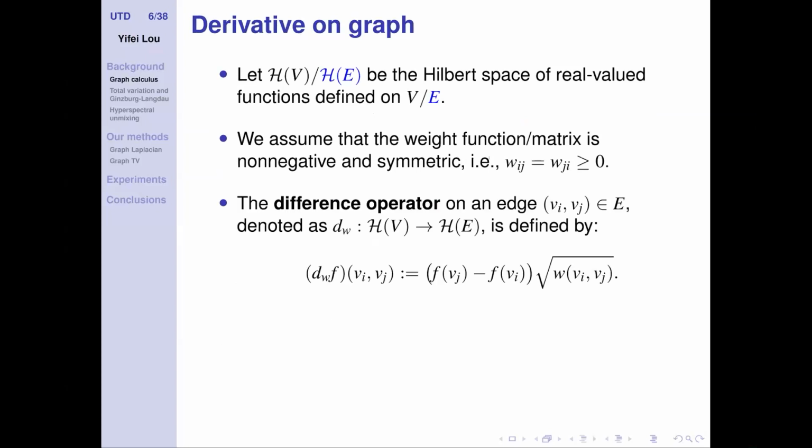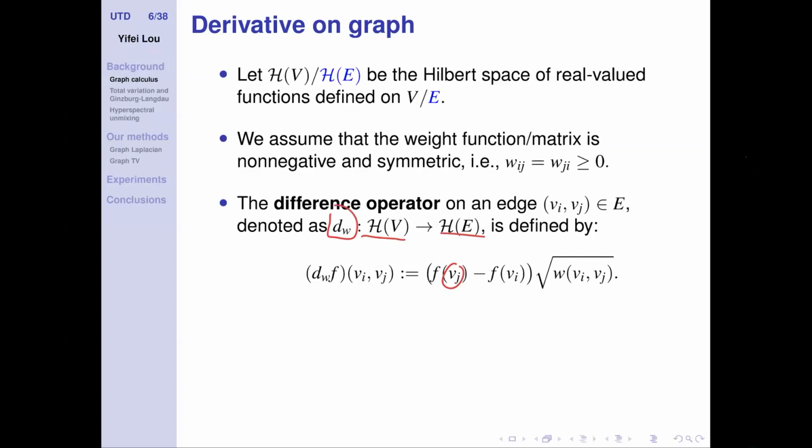Okay, so this is the derivative operator or difference operator. It is a function mapped from the vertex domain to the edge domain, right? So we fix f defined on the vertices, so we have f(vi), f(vj), and then after this mapping, we get a function defined on an edge (vi, vj). So this d_w is a mapping from the vertices to edges.